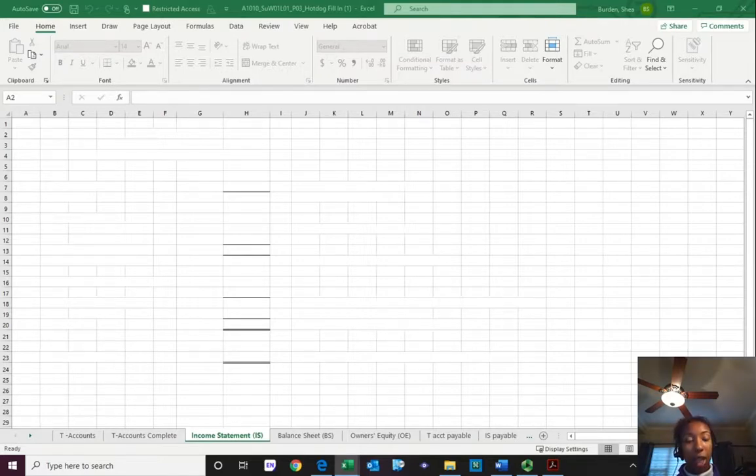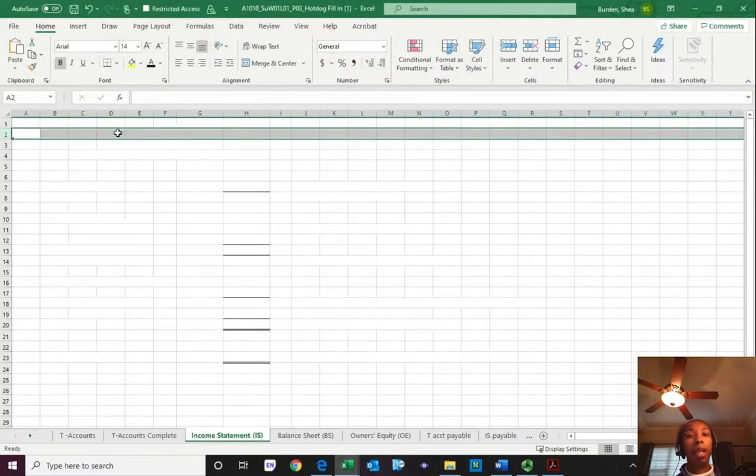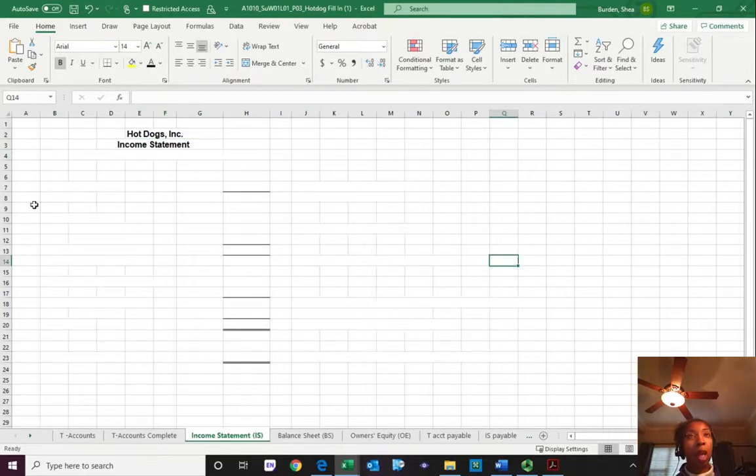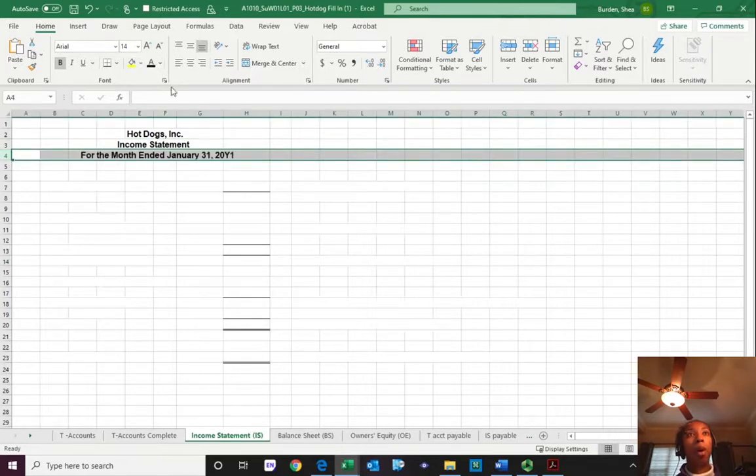The transactions and the labels of the T accounts can be abbreviated because those are internal. That's how you essentially get the information into the computer. But the statements are what is going to be sent out to your stakeholders, so you want to make sure that is correctly edited. There are no abbreviations. You're using the full and correct titles. Okay, so the heading is going to be Hot Dogs Inc., the name of the company. Then you write income statement, and after that, for the month ended January 31st, 2021.